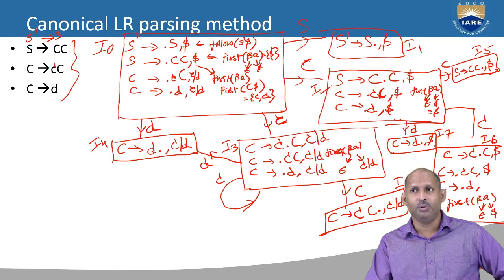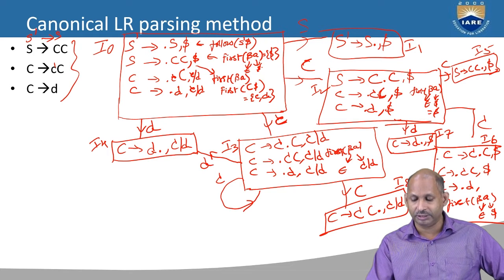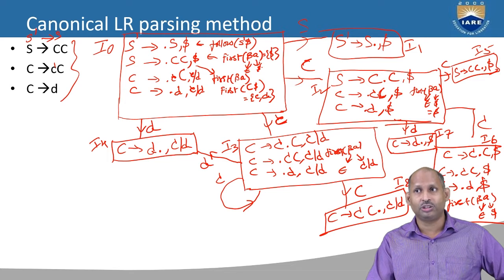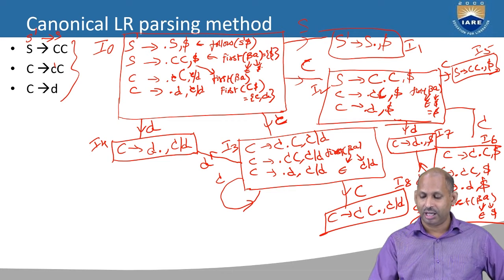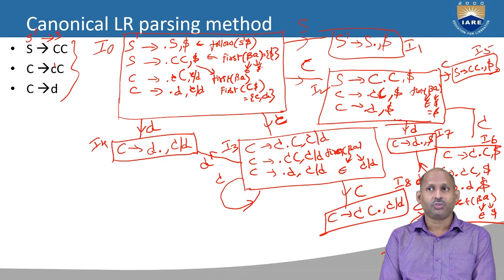On D, variable D, there will be a go to operation which results in C going to dot D dollar sign, which is I7. So I6, on small d, it goes to I7.